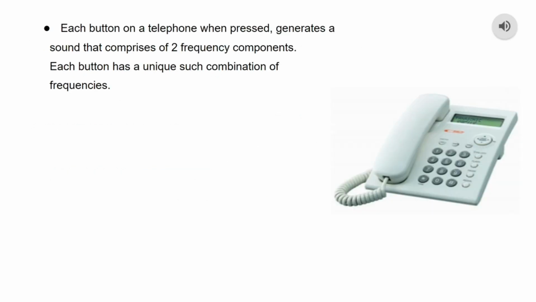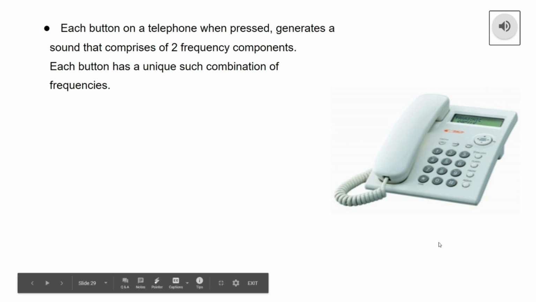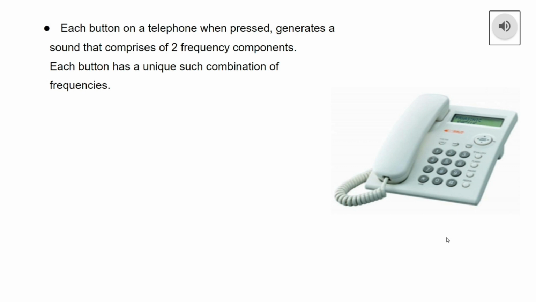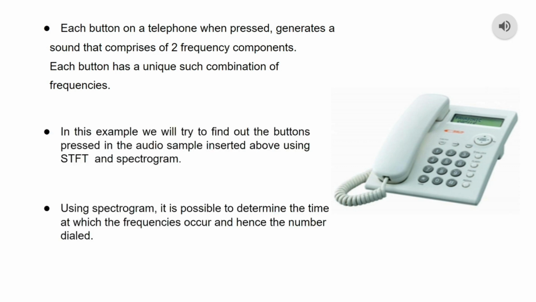Each button on a telephone keypad generates a unique sound when pressed. The sound comprises of two frequencies. The combination of these two frequencies is unique for each button. It can be observed that 3 buttons are being pressed in this above audio clip. We will analyze the audio signal and find out the order in which these buttons are pressed. We will use MATLAB to find out the spectrogram of this audio signal.